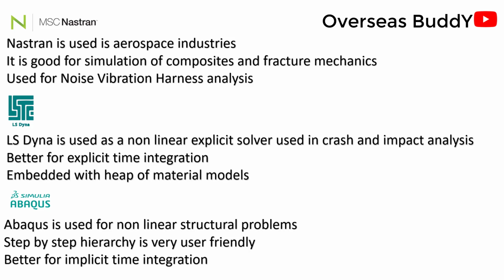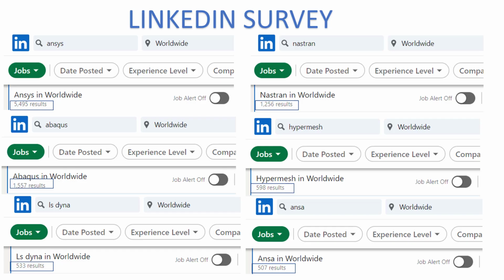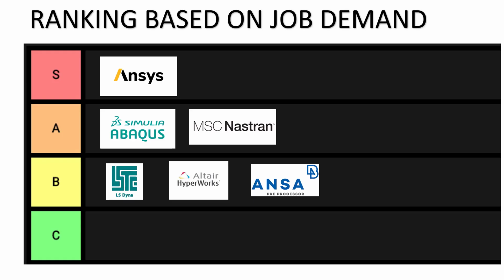Abaqus is a solver used for non-linear structural problems. Its step-by-step hierarchy is very user-friendly. Better for implicit time integration. Based on the LinkedIn survey, we can see the number of vacancies for the particular software worldwide. And based upon the number of vacancies for the particular software, I have given the ranking.